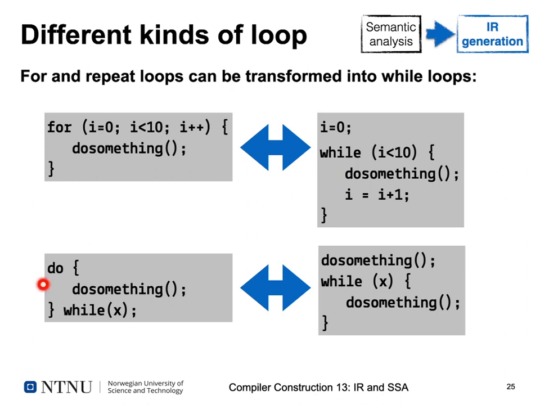Similar is our do loop. Our do loop differs from our while loop by always first executing one iteration of the loop body before checking for the condition here. So if we have a do loop here, we execute this while this condition is true. So we can translate this into do something, and then while this condition is true after the first iteration of our loop, we can do something again until this condition is no longer true.